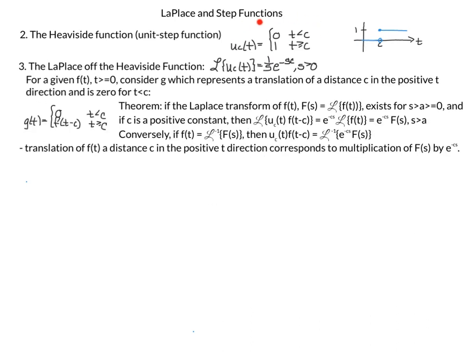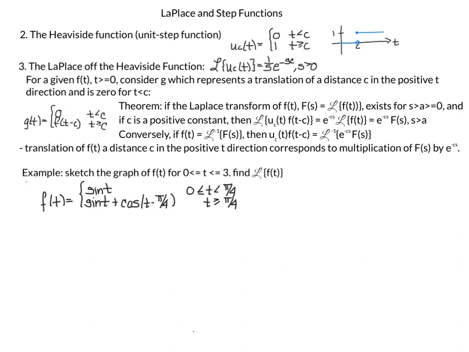Our Heaviside function, the Laplace transform of our Heaviside function, our translation of f(t) by c units to the right, and the theorem of what happens: if we translate f(t) to the right, then we multiply the Laplace transform by e^(-cs). Now we're ready to use this in a couple of examples.